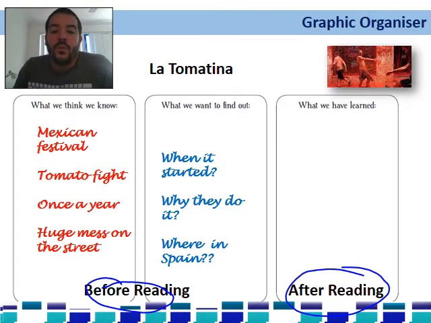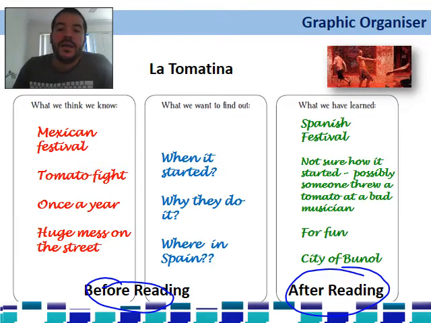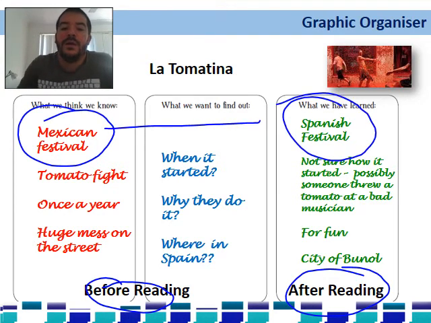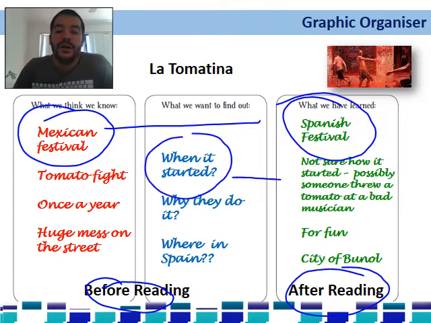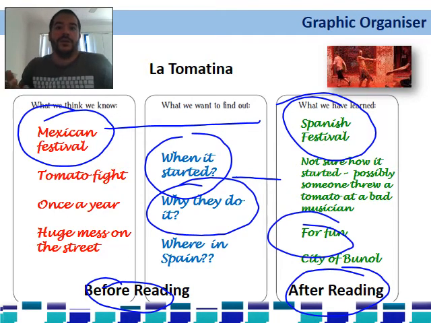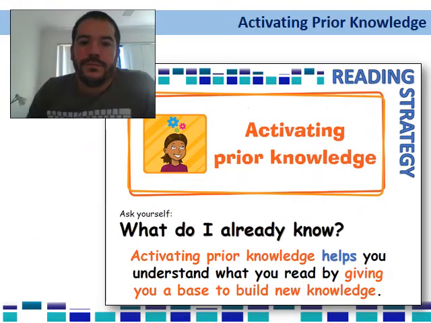So when did it start? Why do they do it? Where in Spain is it exactly that they have the festival? Then you go and read the text, and you come back and you can clarify those meanings with the old ones. So the Mexican festival is actually in Spain. When did it start? We're not sure when it started. Why do they do it? It's for fun. It looks like fun. Let's go do it.